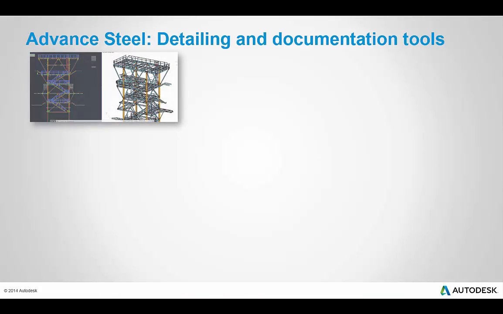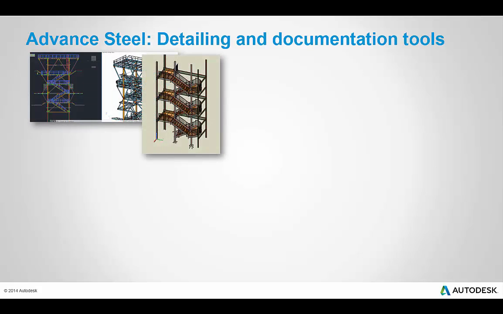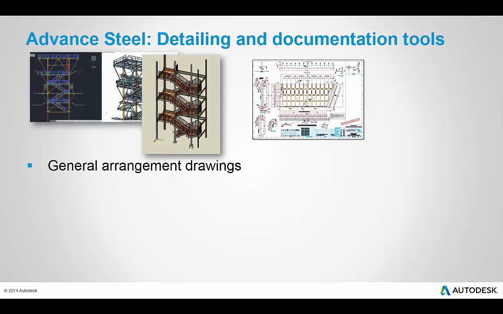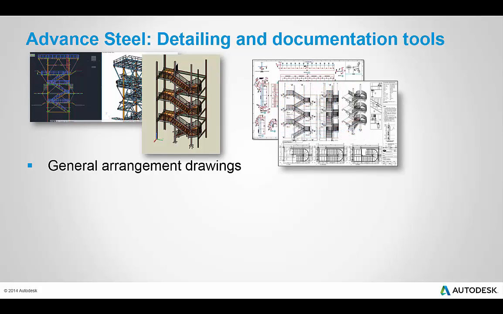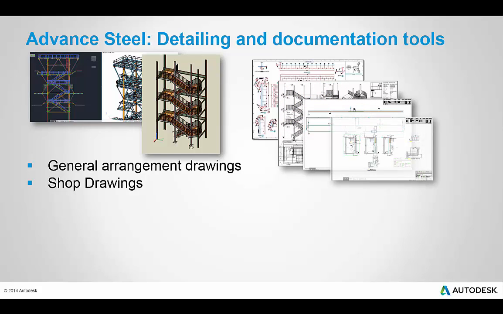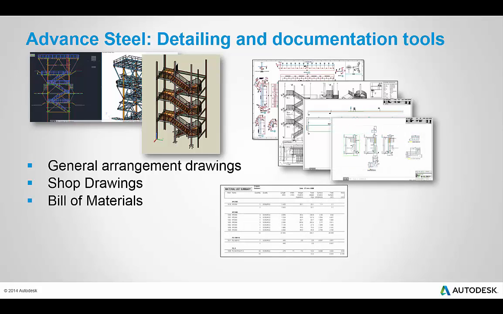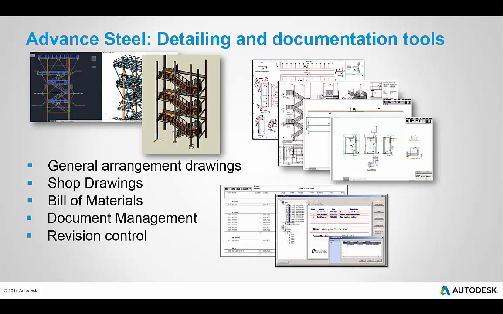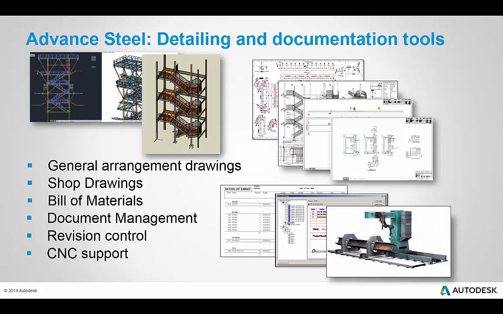So we'll be looking at, after we create our model, whatever it may look like, putting out general arrangement drawings, fabrication drawings, so your shop drawings, even bill of materials, so extracting all that data from that 3D model. So we'll also look at document management as far as revision control and how we can modify and keep our changes. We'll also look at putting out CNC data for the fabrication machines.